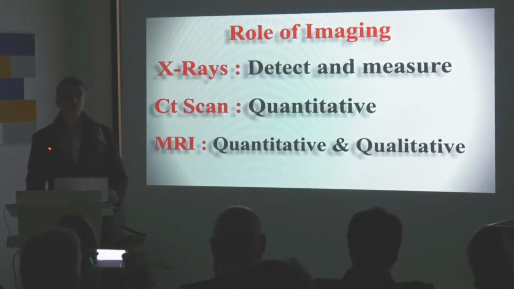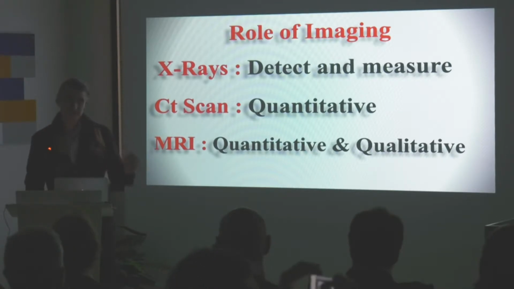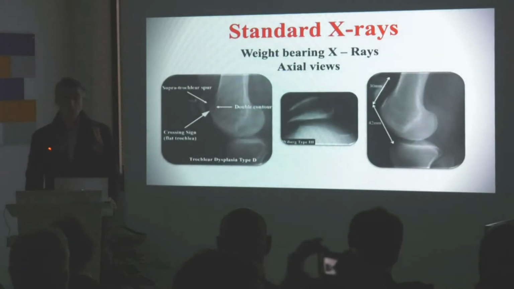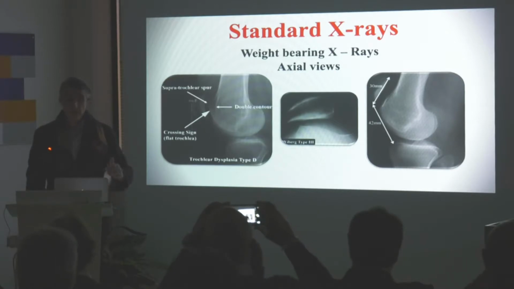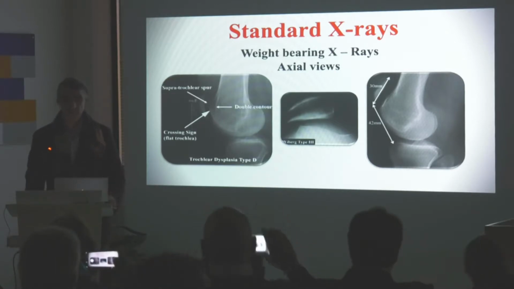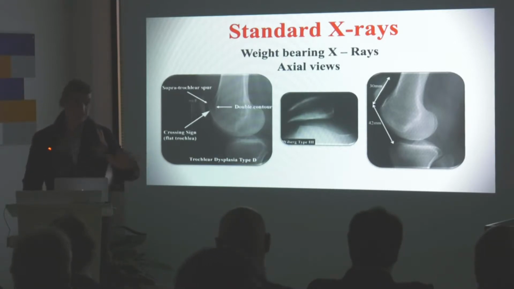So now, if you look at the imaging, you will see that it's very important. The X-rays will find out that you have some abnormalities. You can measure some things. The CT scan is mostly quantitative, and the MRI quantitative and qualitative, because you will be able to see the cartilage and the soft tissues. So we start first with the standard X-rays. Weight-bearing X-rays, AP, sagittal, and axial view at 30 degrees flexion. Exactly like yesterday when we were talking about ACL, same X-rays.